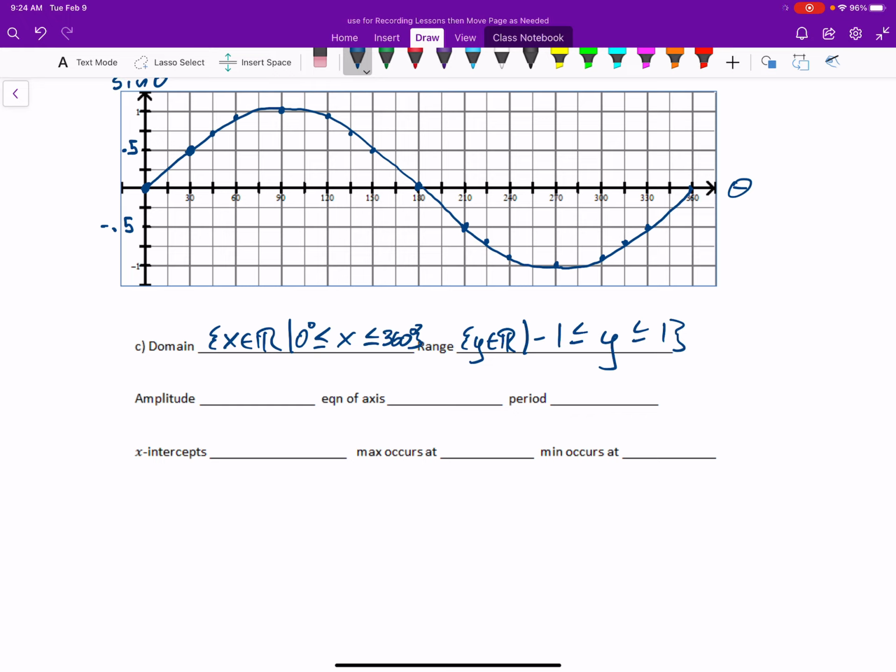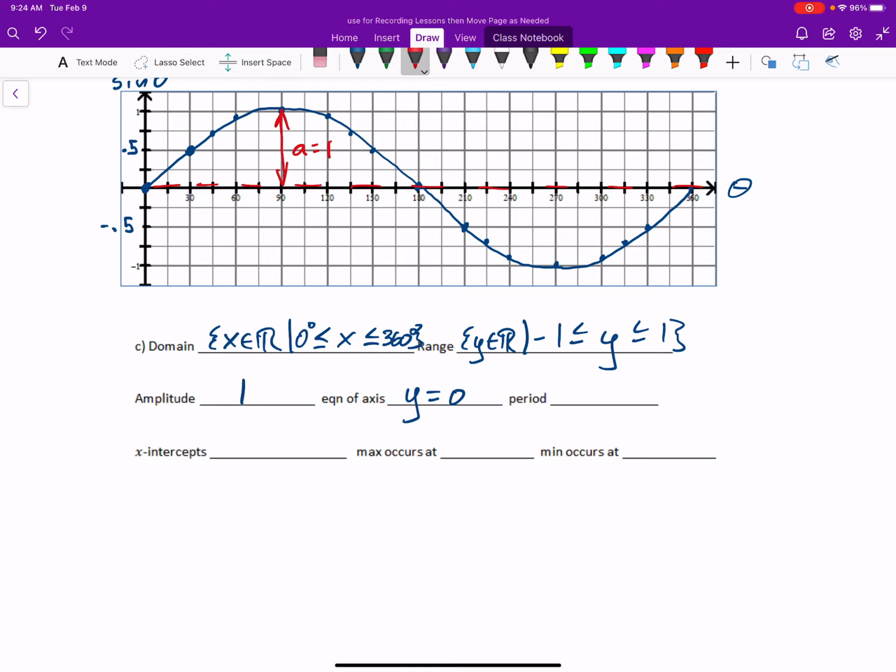The amplitude is the distance from the axis. Well, where is the axis of the curve? The axis of the curve is the x-axis, isn't it? I'll just sketch that in lightly with a dotted line. The equation of the axis is y equals 0, the x-axis. The amplitude is the distance between the axis of the curve and the max or the min, which is 1.